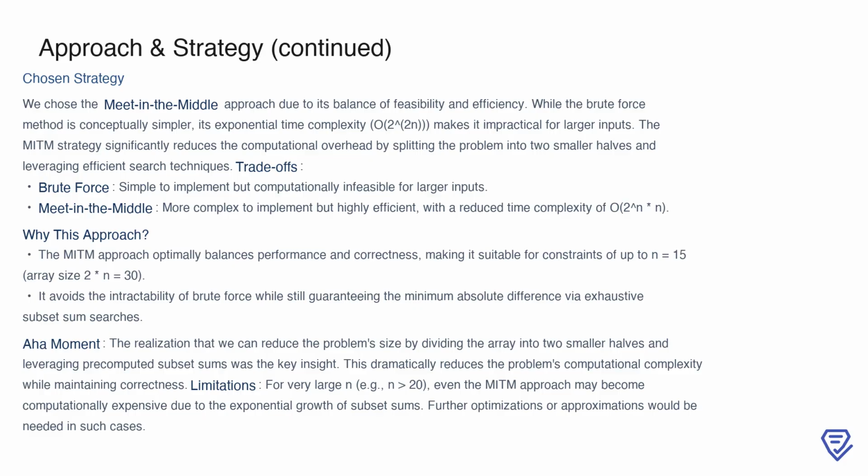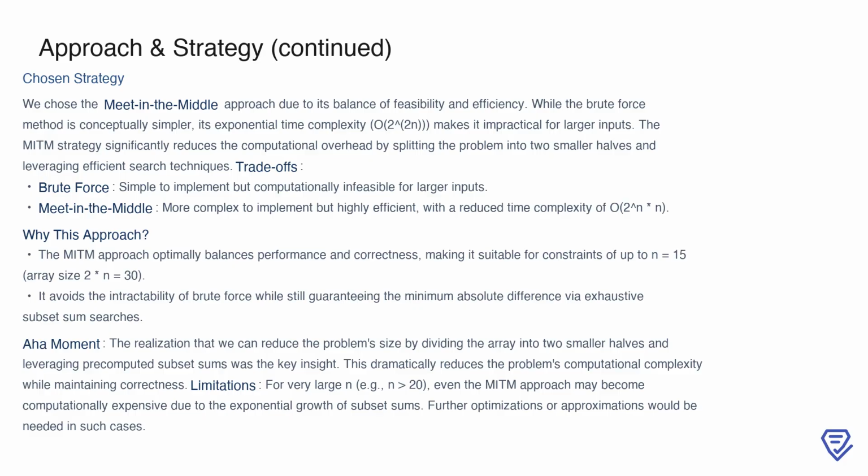and feasibility. While the brute force approach is simpler to implement, its O(2^(2n)) time complexity makes it impractical for larger inputs. On the other hand, the MITM approach reduces the problem's computational overhead by dividing the array into two smaller halves and leveraging pre-computed subset sums and efficient search techniques. This method guarantees correctness and achieves a significantly better time complexity of O(2^n * n), making it suitable for constraints where n is up to 15, or an array size of up to 30 elements.